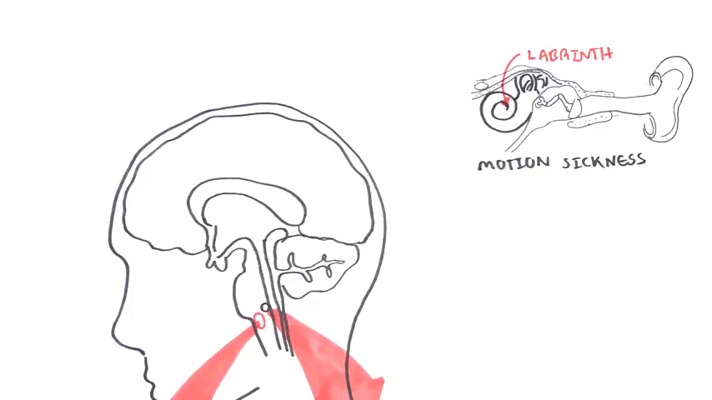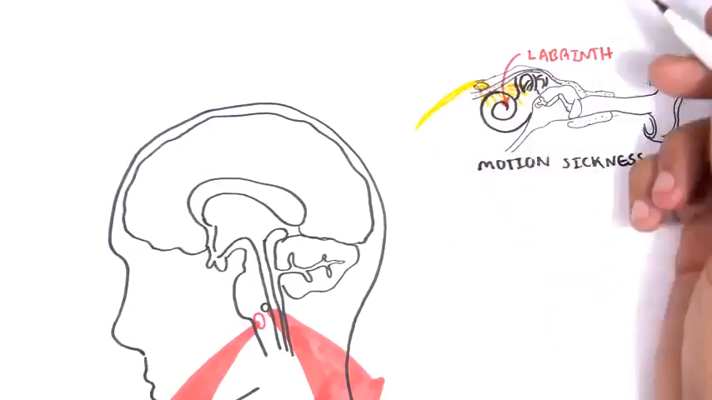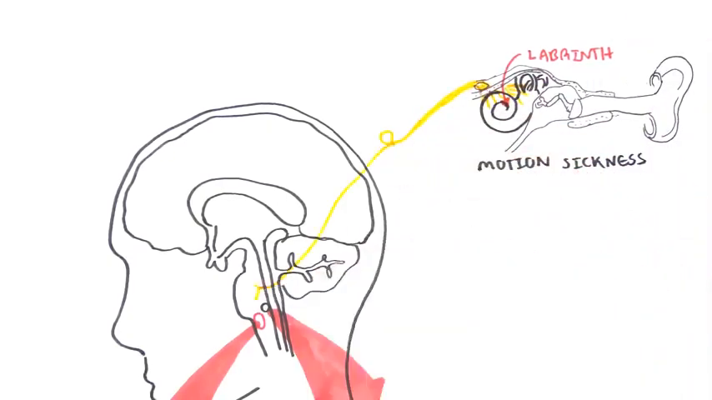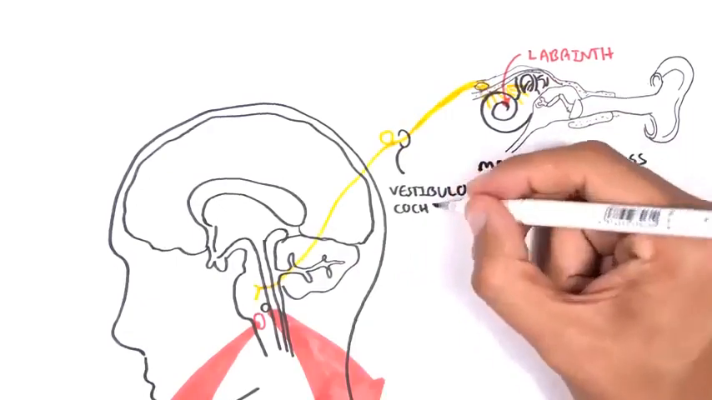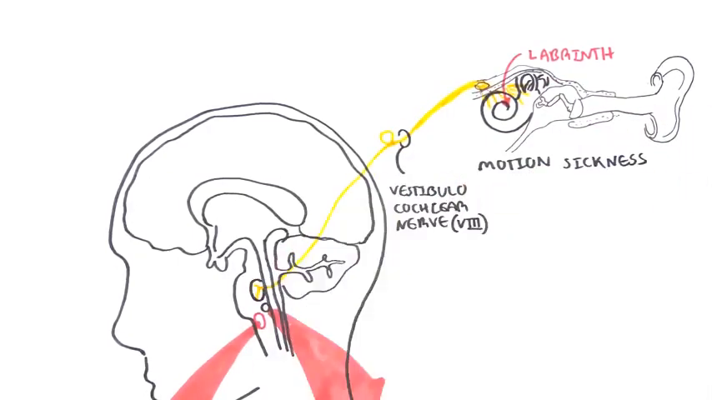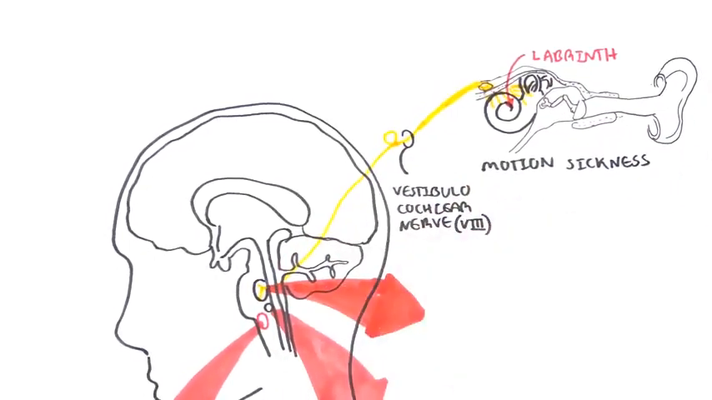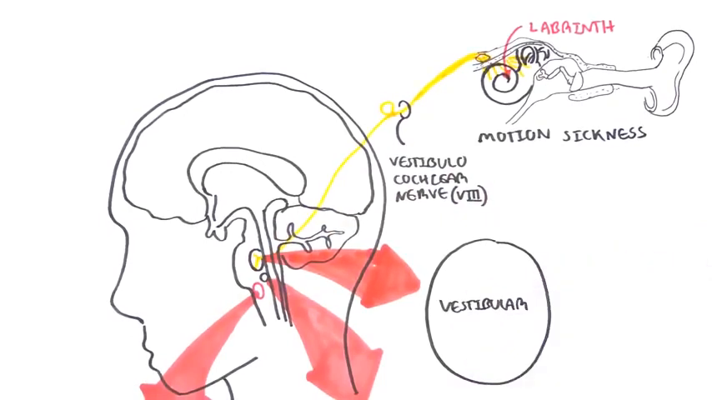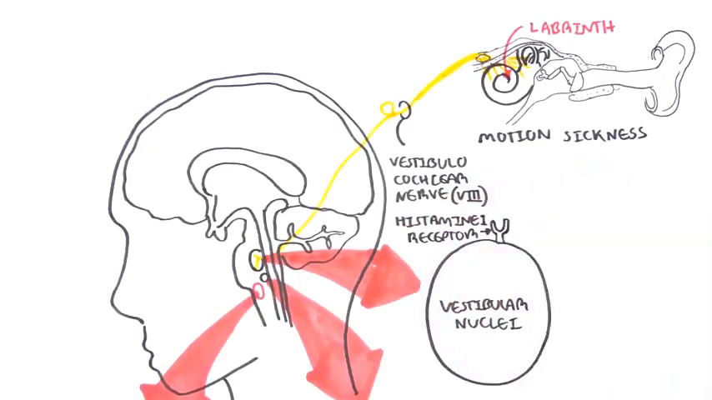Problems here will send electrical signals to the brainstem via the vestibular cochlear nerve. And the signals will get sent to an area specifically in the brainstem called the vestibular nuclei, which is located in the pons of the brainstem. The vestibular nuclei contain histamine 1 receptors and also muscarinic receptors.